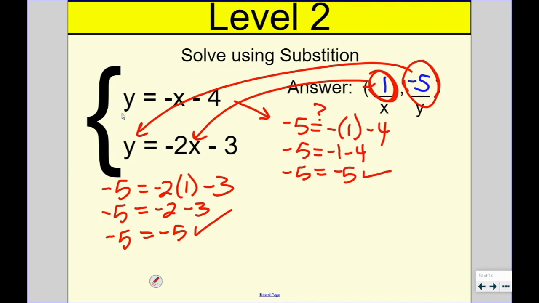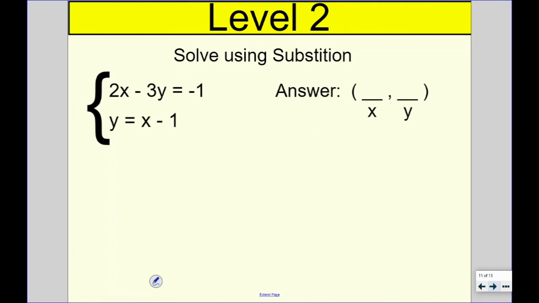Yes, it is. So this set of numbers, 1 and -5, were the pair of numbers that worked and kept both of these equations balanced. They were true for both of these. Another example here.